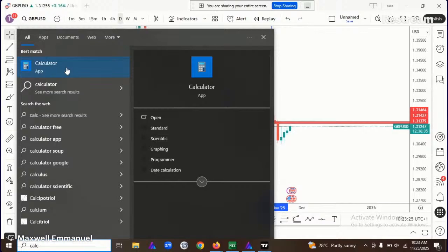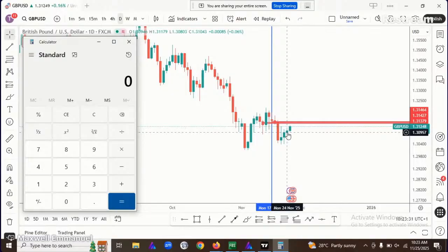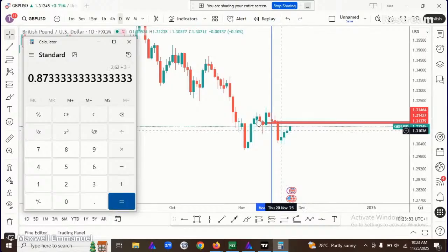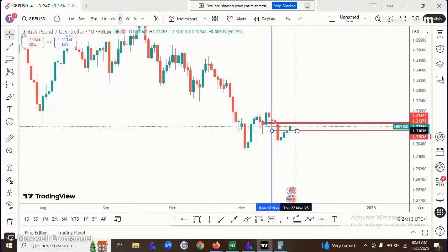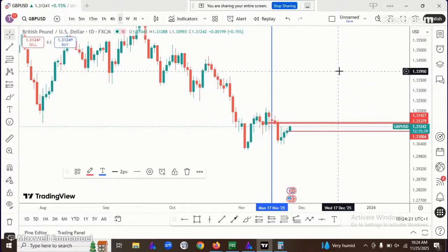Calculator. To get the average of yesterday's candle, we add the opening and the closing price of yesterday's candle. So the opening, 1.3096, plus the closing, 1.3104, divided by 2. 1.3100. That's the average. I hope I'm correct here. So that's the average for yesterday.